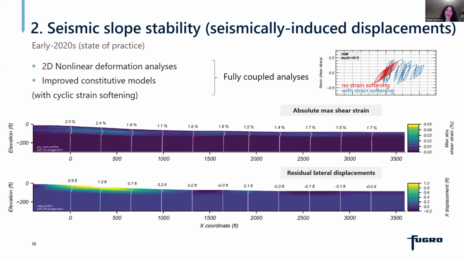So when we revisited this analysis a couple of years ago, our main tool became fully coupled nonlinear deformation analysis, time history analysis with improved constitutive models, effective stress, bounding surface plasticity models, which also can reasonably capture cyclic softening behaviors. And so these fully coupled analyses now provide an improved understanding of the behavior of the entire slope system. And here, for example, we see we can calculate different displacement as the slope changes above the tunnel, and overall we have a more realistic representation of the behavior, including incorporating strain softening behaviors for this soft clay.